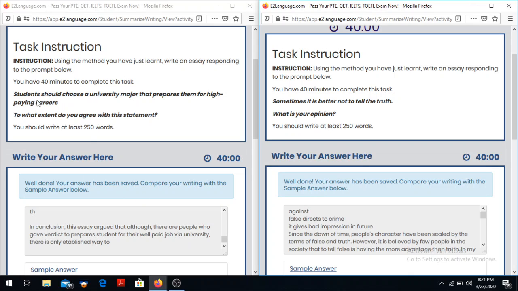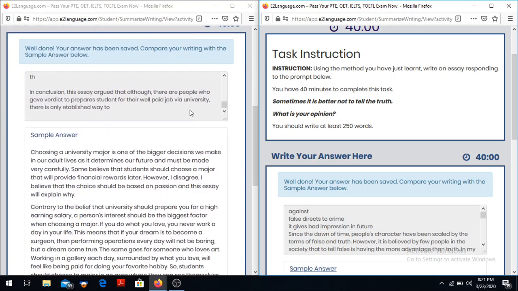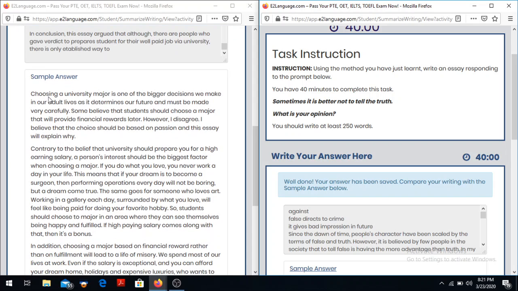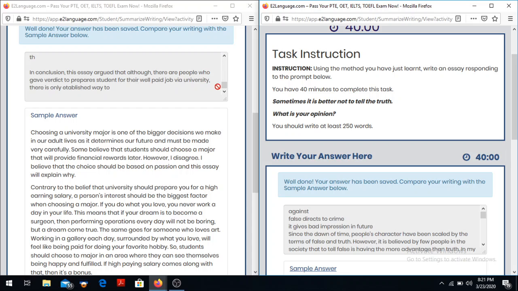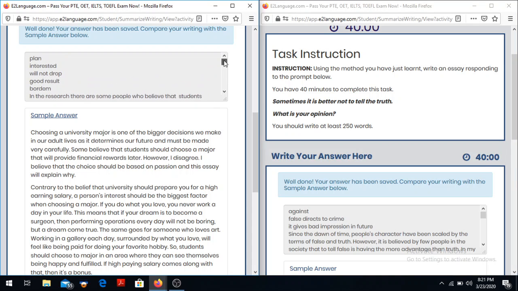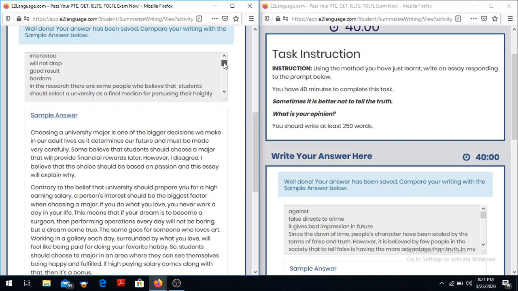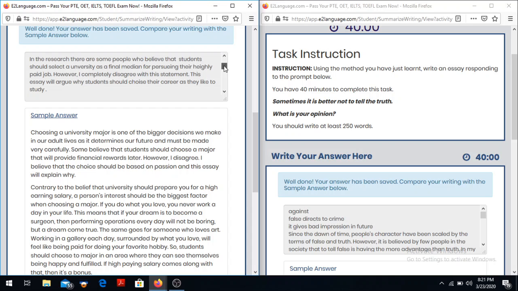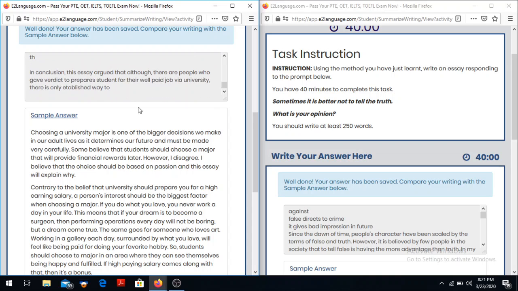On the left side you see: students should choose a university major that prepares them for high paying careers. To what extent do you agree with this statement? Yesterday we prepared a sample answer, then we'll do some analysis of the things I wrote, my brainstorming and other things that I'll come to later. At first, let's go with the sample answer.